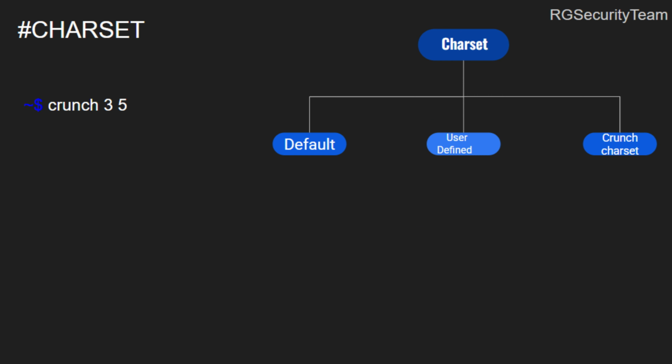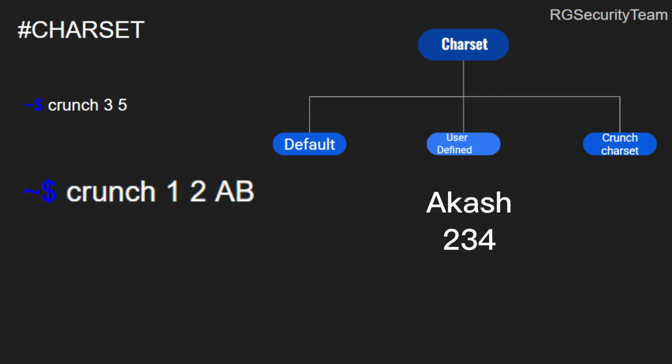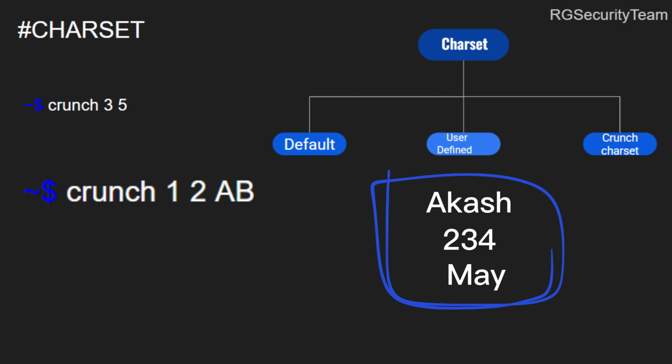Let's see what happens in the user definition. Now see what happens here. I simply gave the command crunch and then gave 1 as minimum and 2 as maximum. Then here you have to define the character set like this. So when does this come in handy? Suppose your target is named Akash. His phone number ends with 234. His birthday is in May. So you see what is happening here? There is only one set to be created. So tell crunch about this.